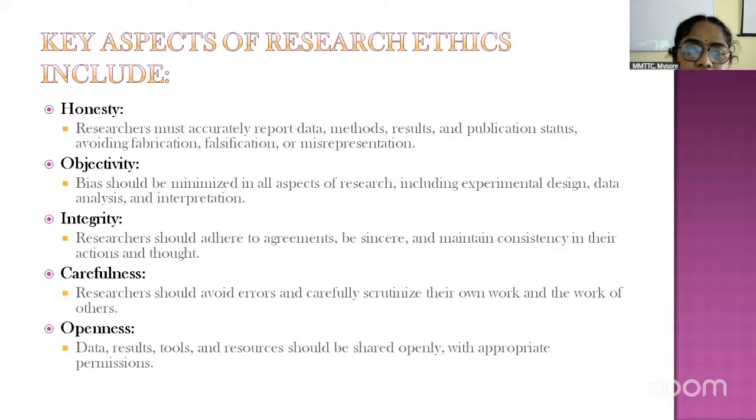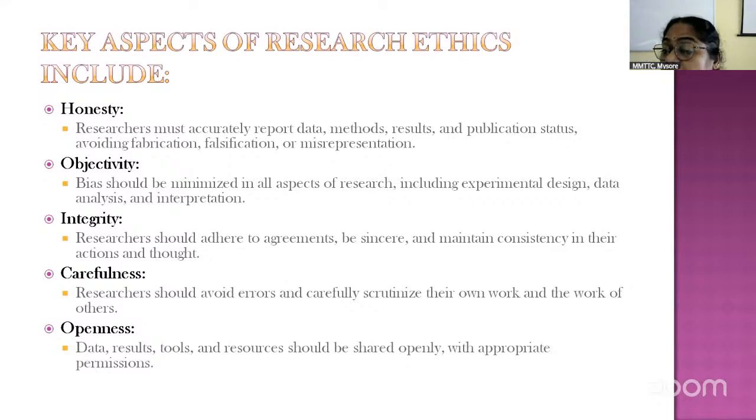You can see honesty. It is very clear: accurately report data, methods, results, and publication status, avoiding fabrication, falsification, and misrepresentation. Also objectivity: bias should be minimized in all aspects of research, including experimental design, data analysis, and interpretation. Integrity: be honest, sincere, and maintain consistency in actions and thoughts. Carefulness: you should be very careful. Avoid errors and carefully scrutinize your own work and the work of others also.